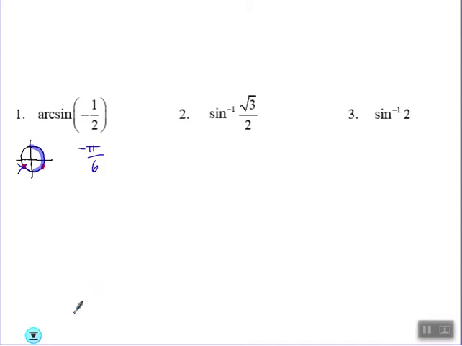Problem number 2 says inverse sine of square root of 3 over 2. So again, let's look at the unit circle. Where is sine square root of 3 over 2? Remember that sine is the y value, so that would be here and here. But we only want the angles between negative pi over 2 and positive pi over 2. So we're going to ignore this angle and just have this one, which is pi over 3.